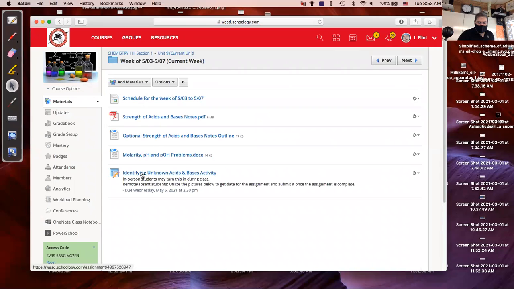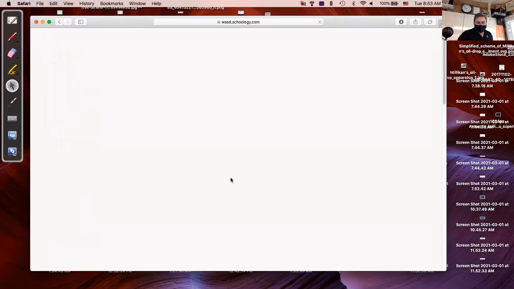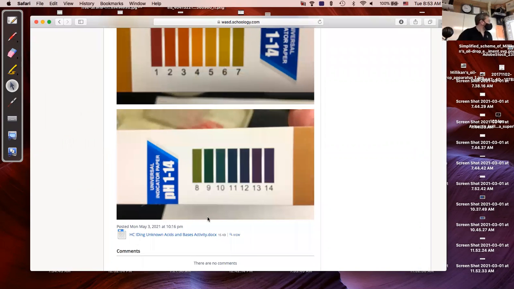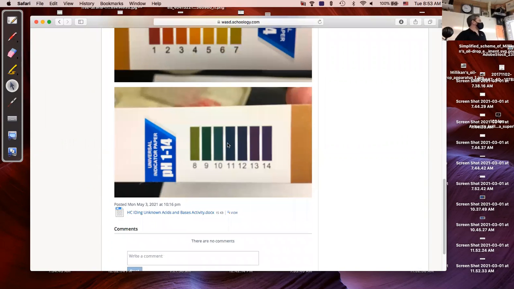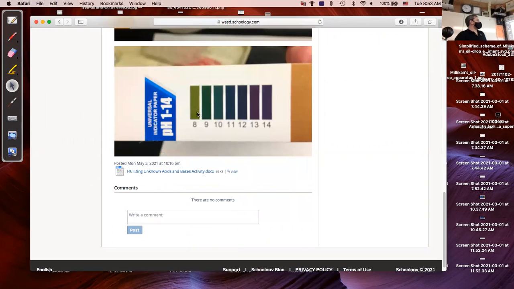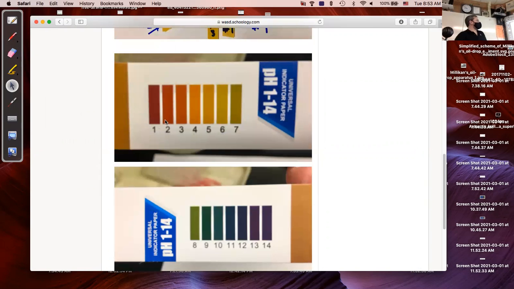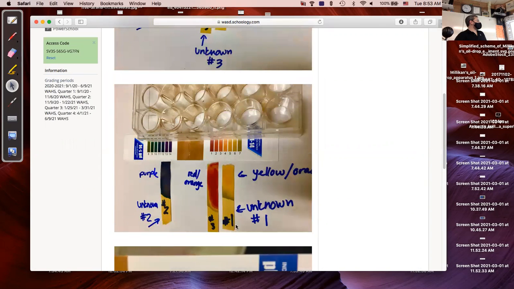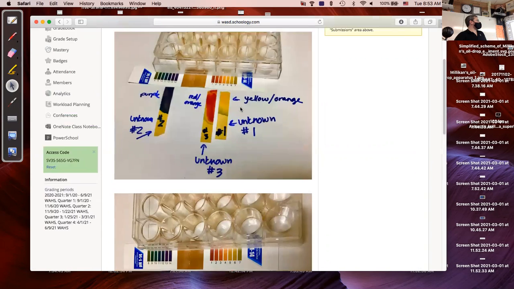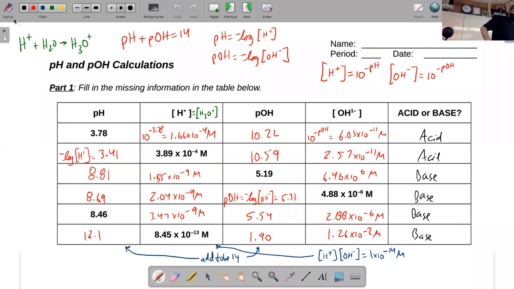And then if you're remote, in the folder for this week, the lab says identifying unknown acid and base activity. Whenever you click on that, the lab is down here toward the bottom. There's a color guide for universal indicator paper from pH 1 to 7 and then 8 to 14. And then these are the samples that students are using, unknown 1, unknown 2, and unknown 3, and the way the paper turns out as a result of the test. So that's how you can see the data.